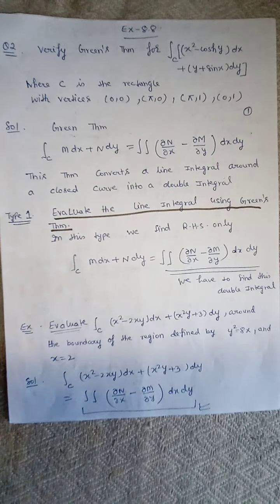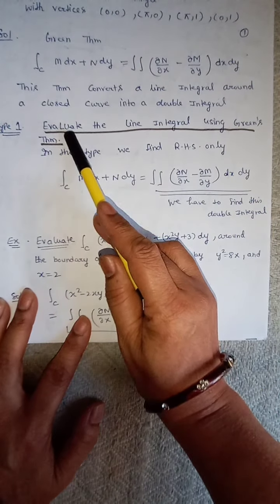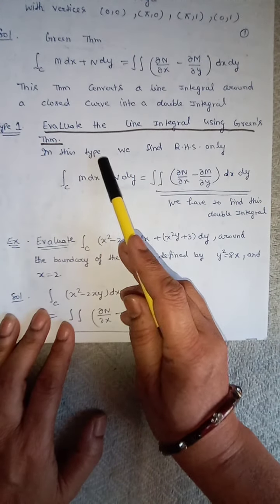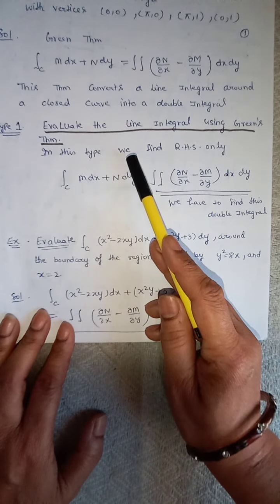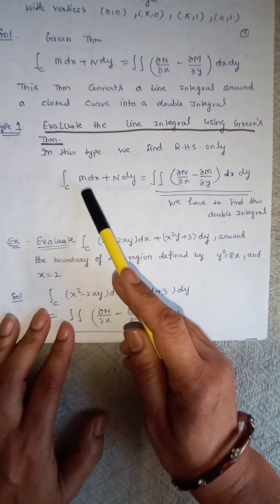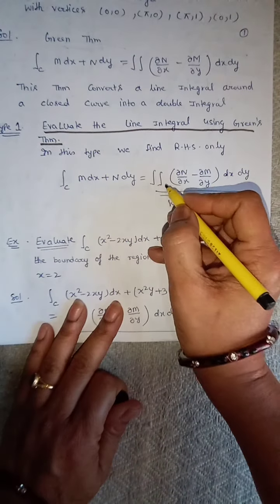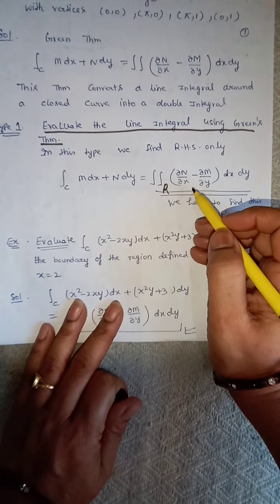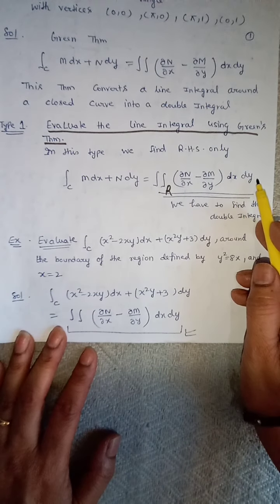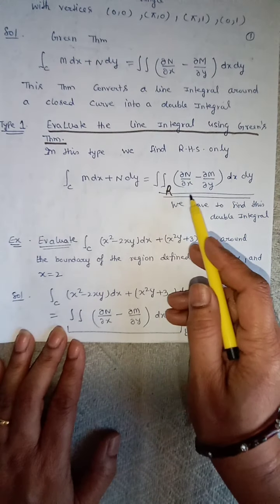Now come to the type of question in which we have to evaluate the line integral using Green's theorem. In this type of problems, we find the RHS only, as according to Green's theorem we have integral over C of M dx plus N dy equal to the double integral over the region R of (∂N/∂x minus ∂M/∂y) dx dy. So in the evaluation of the line integral we have to find this double integral only, we have to find the RHS only.